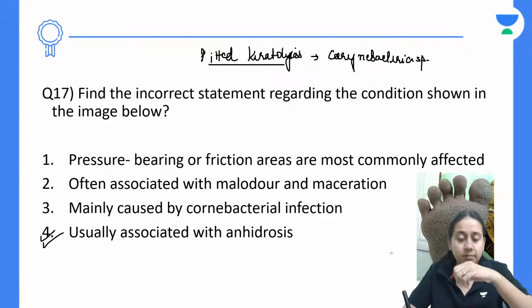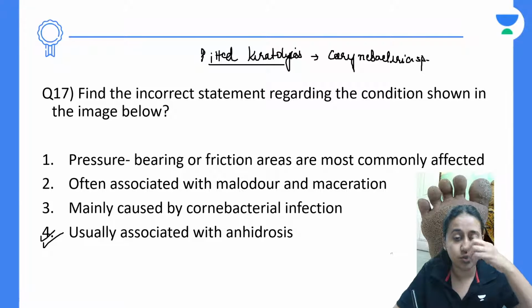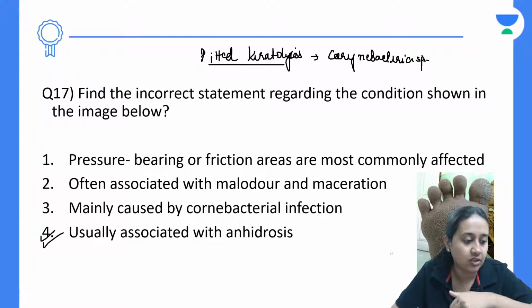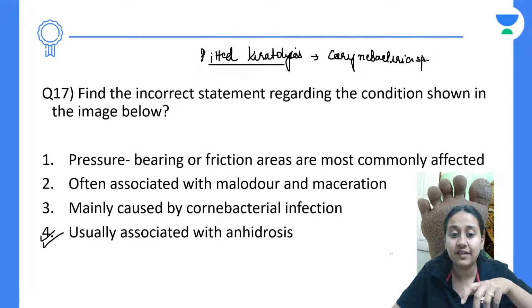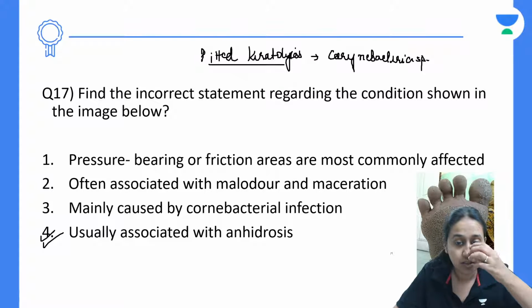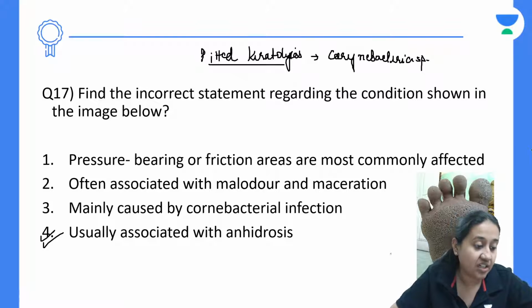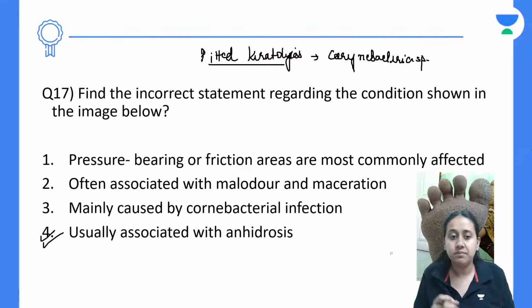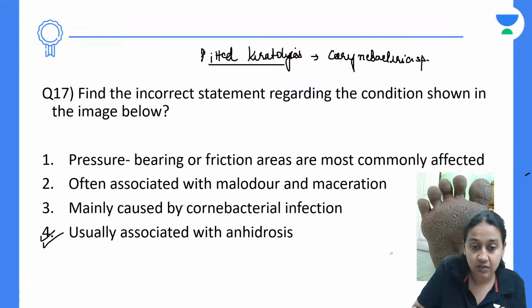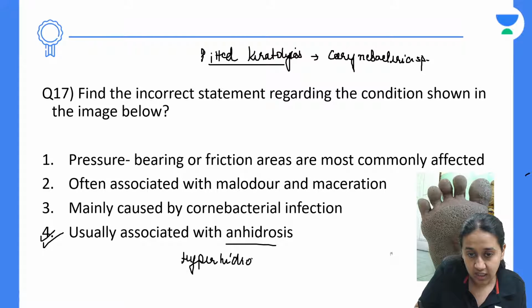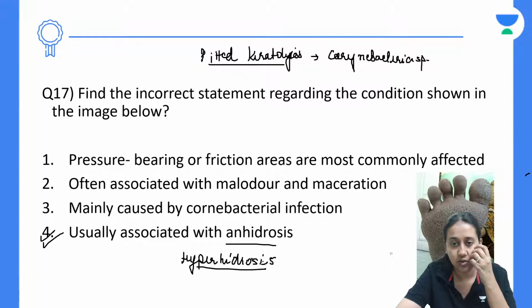Now what happens whenever a patient wears shoes for a very long period, the sweating occurs, there is maceration of the skin of the plantar surface, and this will give rise to increased entry of Corynebacteria inside the epidermis, causing its digestion and forming these punctate lesions. So very classical of pitted keratolysis, but please remember it is associated with hyperhidrosis, not anhidrosis.